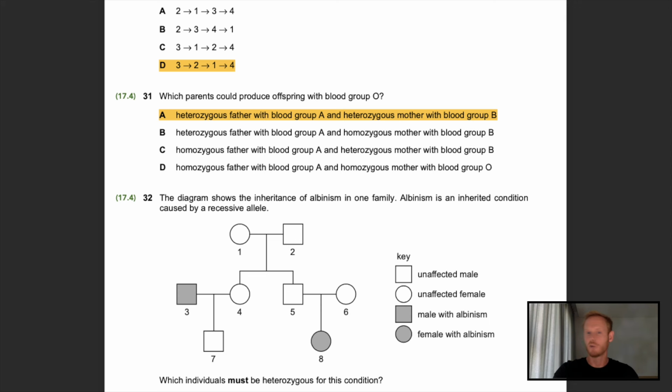Now, if you're not sure what I'm talking about here, I recommend you go and watch my video on monohybrid inheritance, because questions like these tend to come up quite often.